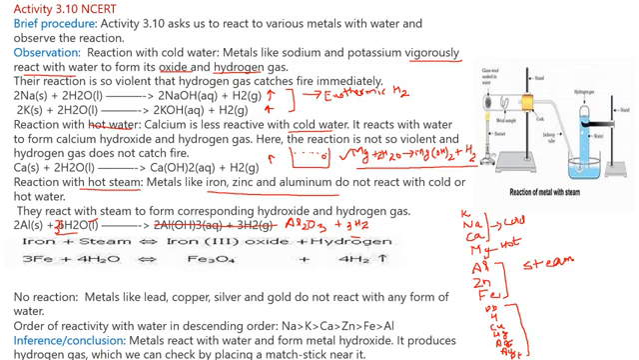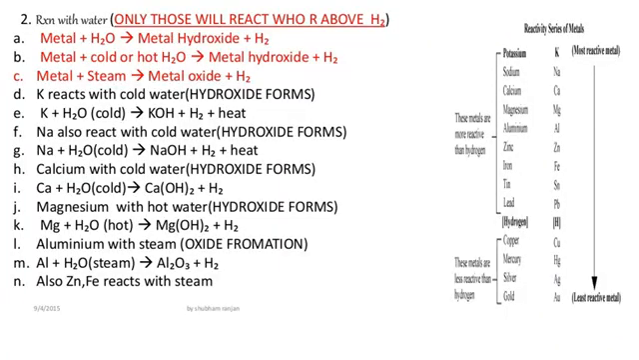And the inference: the metal reacts with water and forms metal hydroxide. It produces hydrogen gas, which we can check by placing a matchstick near it. Yeah, this is a summary of the activity that we did in the last slide. So you just pause it and write down this summary. It's a very important and easy way to learn.